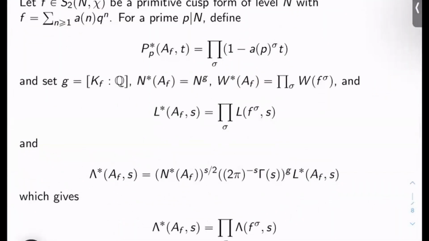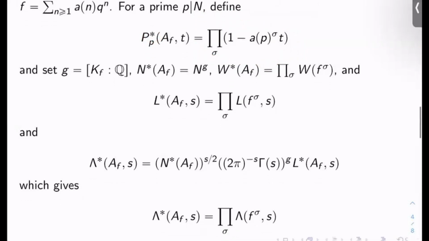And what you should think of this star notation for the rest of the slide is that whatever I define here is a good guess for what the quantity without the star should be, based on theorems and facts I already know. So in other words, I think this is a great guess for the local Euler factor, the local L function attached to A_F at the prime p dividing N. And so I'm going to put a star here to indicate that.